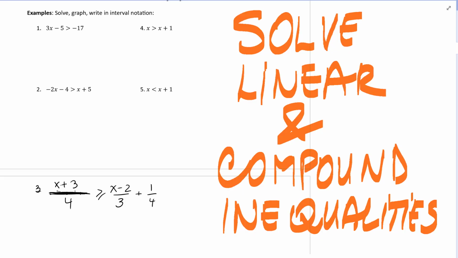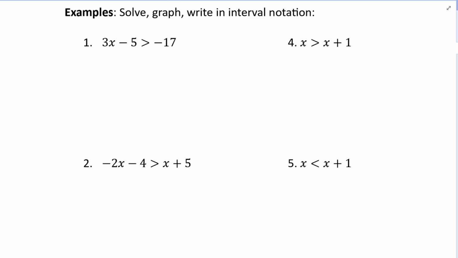In this video, we'll solve linear and compound inequalities, and we will graph them and write a solution in interval notation. So let's start with some linear inequalities like these 5 examples. Let's solve example 1: 3x minus 5 greater than negative 17.